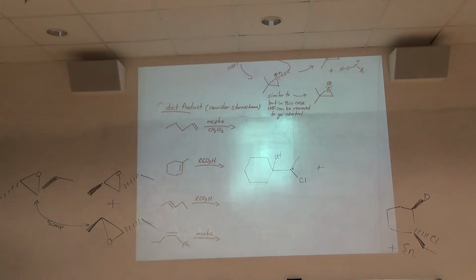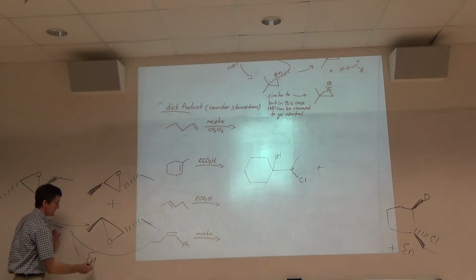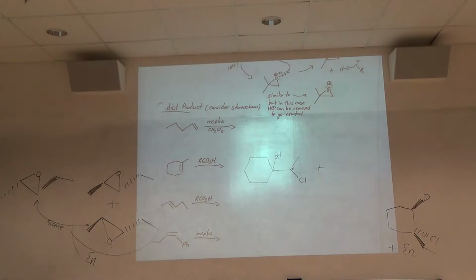We'll further define these. These are called what? These are enantiomers. We will define these in a little bit. But what I showed you here is how you get to enantiomers.